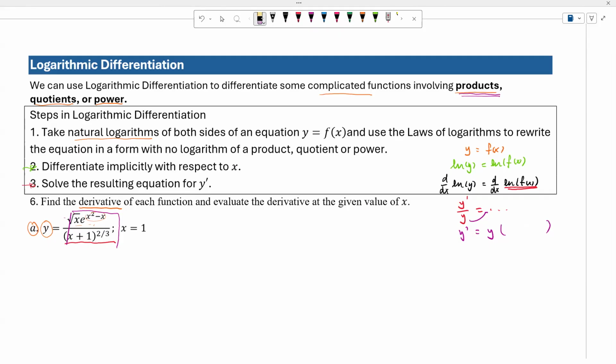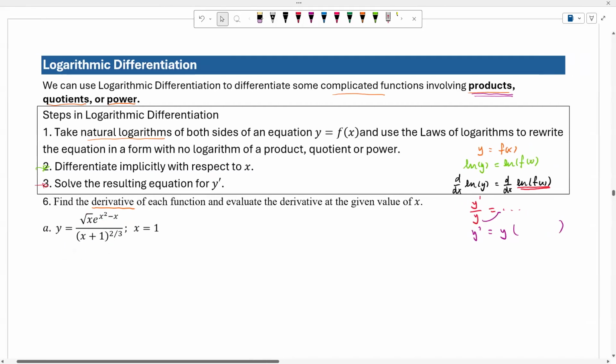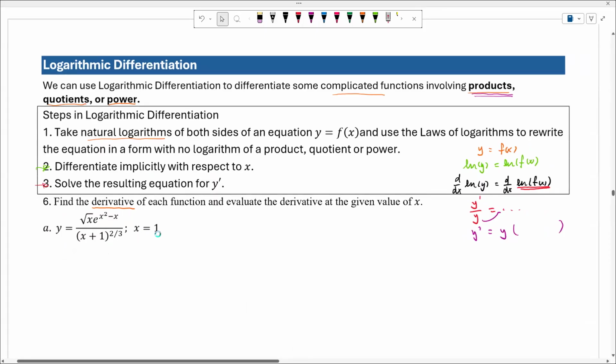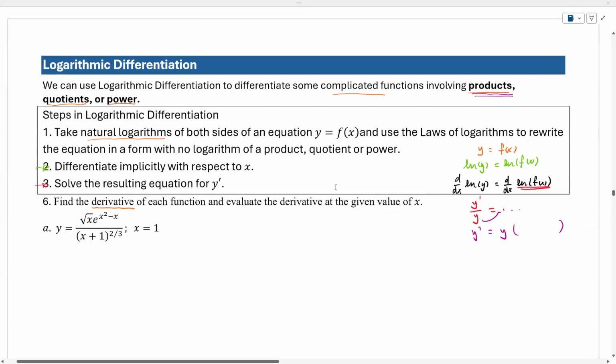And also notice the expression that I have is not taking the derivative of natural log. After we find the y prime, we would like to evaluate it when x equals 1. What is the y prime equal to? So this is what we want to do. Let's see how we actually start with this problem. What is my first step?